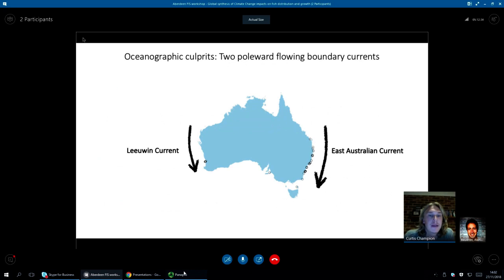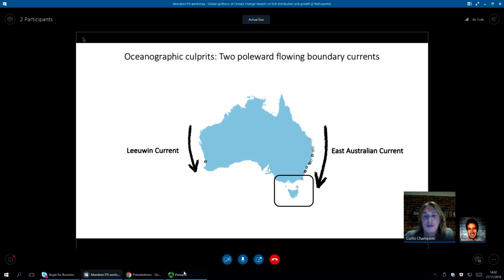So down here in Australia, it's quite a unique oceanographic setting. We have two poleward flowing boundary currents. So with the current climate of ocean warming, we have this twofold effect where we have these poleward penetrating boundary currents that are indeed flowing further south than in the past, and that's coupled with regional ocean warming. So this twofold warming effect. This is particularly prominent on the east coast of Australia.